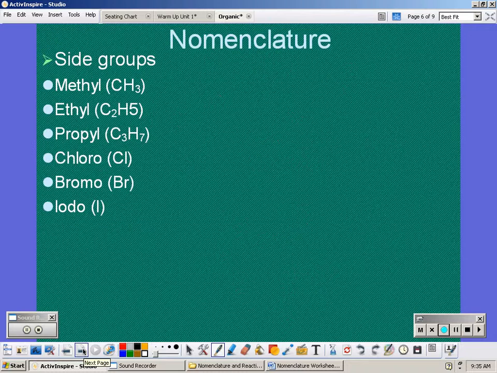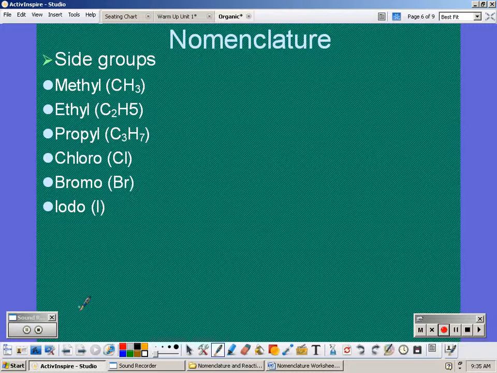Okay, instead of having hydrogens attached to the carbons, you could have other things. You could have a side chain, methyl, ethyl, propyl. You could put your halogens, chloro, bromo, iodo, fluoro. There's a whole list of side groups that you can have. Anything attached that's not a hydrogen would be a side group.